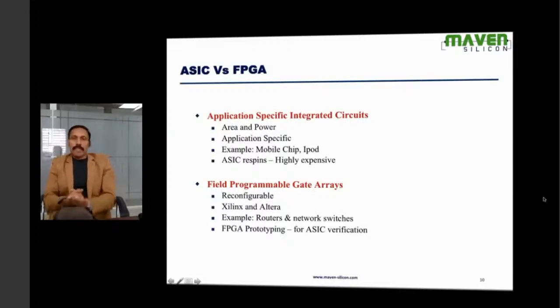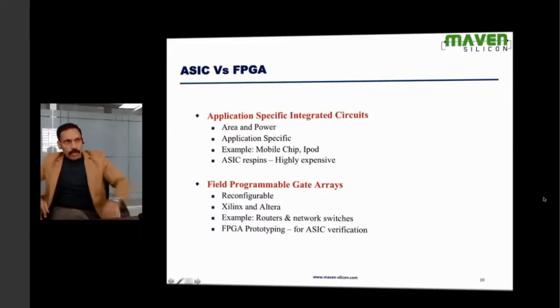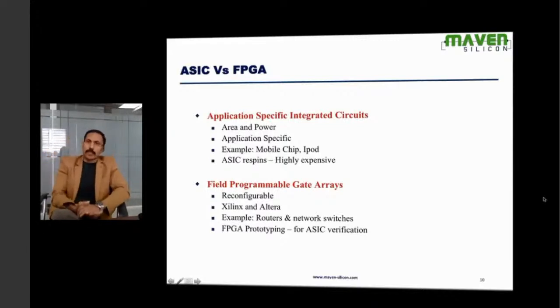At the same time, when it comes to designing a complex chip like A11, a multi-billion complex chip, then obviously we need to go for application-specific integrated circuit because the size is important. So when it comes to designing the mobile chips or iPod chips or iPad chips or the chips for laptops, obviously we go for ASIC. And in ASIC, there are some risk factors. ASIC respins are very expensive.